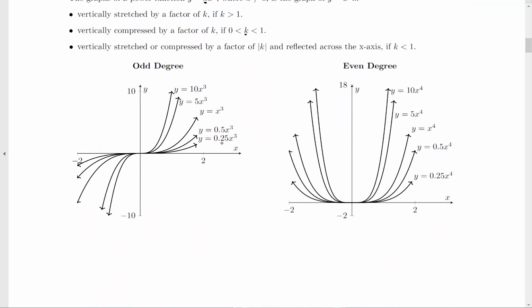But here's where you can see, if I have a decimal, like 0.25, 0.5, that's less than 1, like 1x cubed here, it's going to be pushed down closer to the x-axis. It's compressed. But if these numbers get bigger than 1, like 5x cubed or 10x cubed, it's getting stretched up by that factor. So we would say this is vertically stretched by a factor of 10. Factor just means multiplication there. All right, but this one, the 0.25, since that's a number less than 1, bigger than 0, this is vertically compressed by a factor of 0.25.